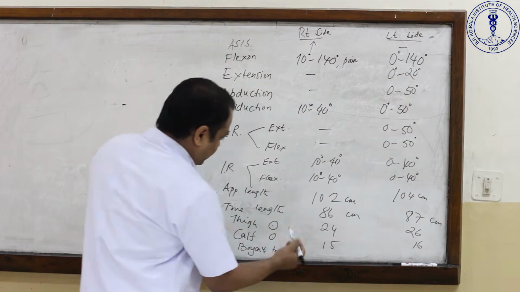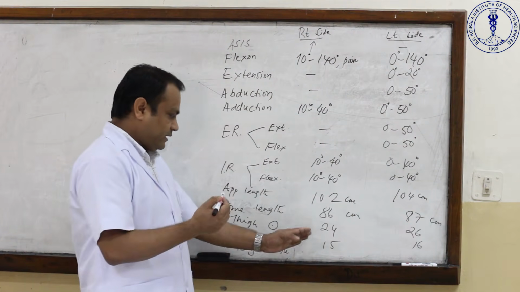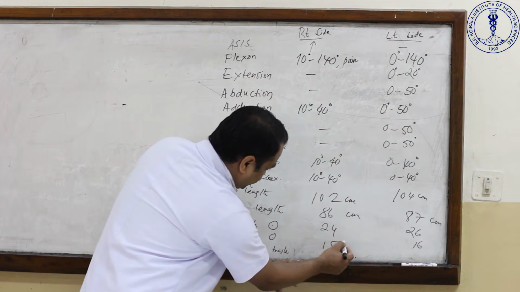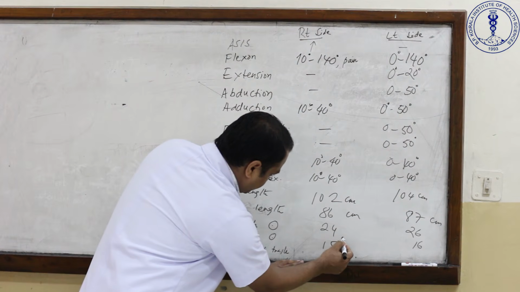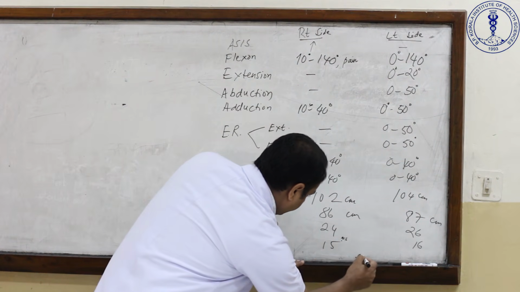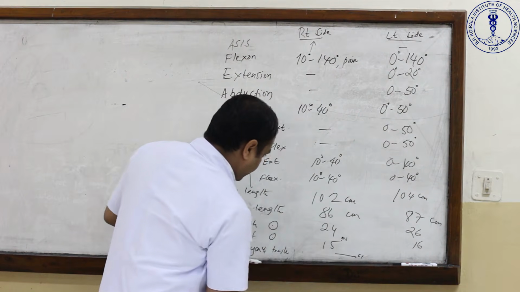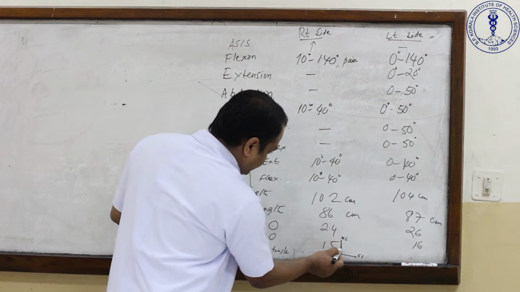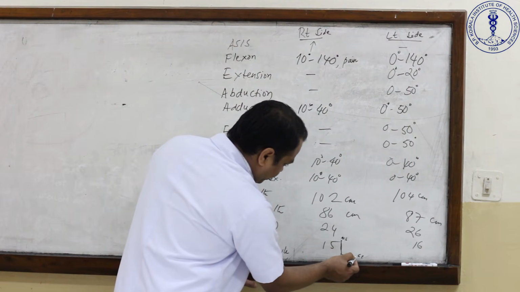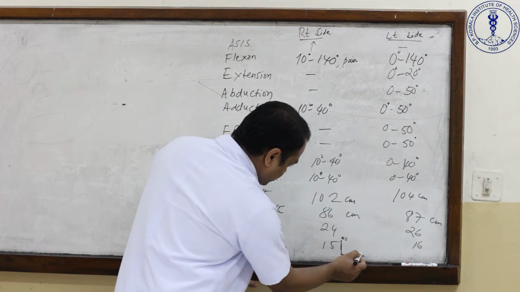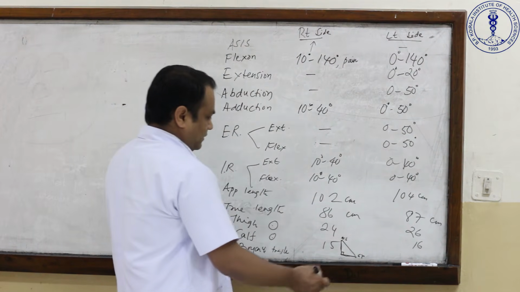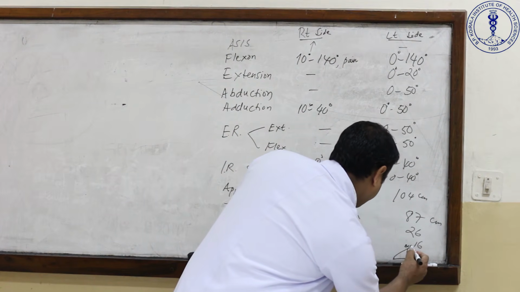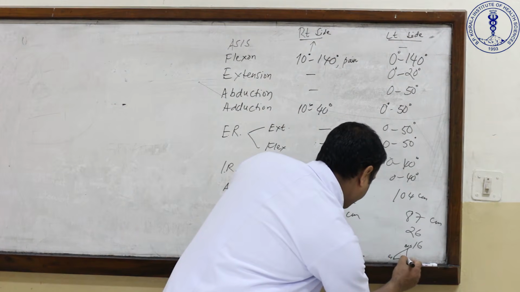Okay, Bryant's triangle, say this is for the right side. Here was the greater trochanter, and this is the ASIS. First line is a perpendicular from the ASIS. Second line is a perpendicular line from the greater trochanter to the first line, and third is the hypotenuse, like that. Similarly here you can draw like that, this ASIS, this greater trochanter and perpendicular.